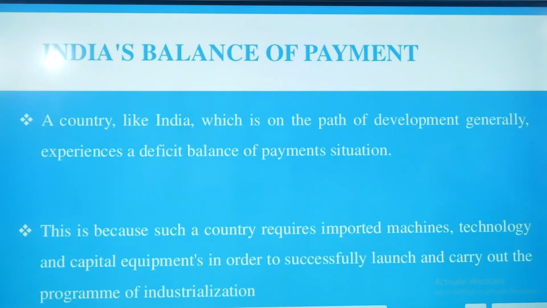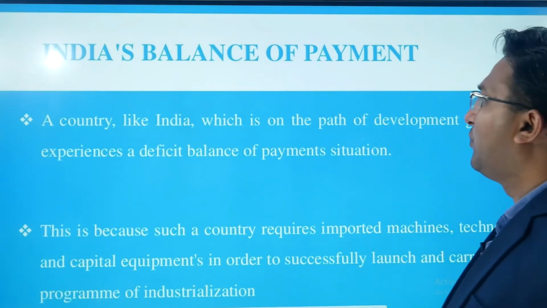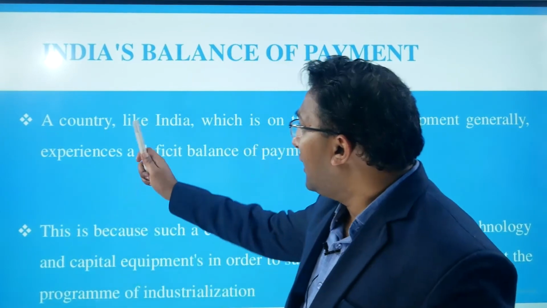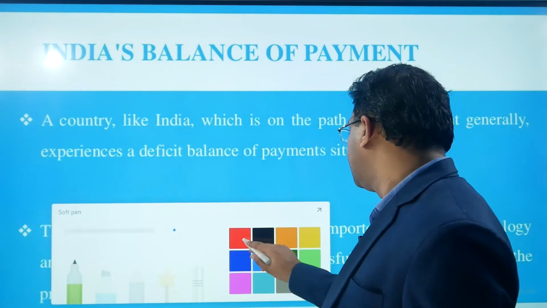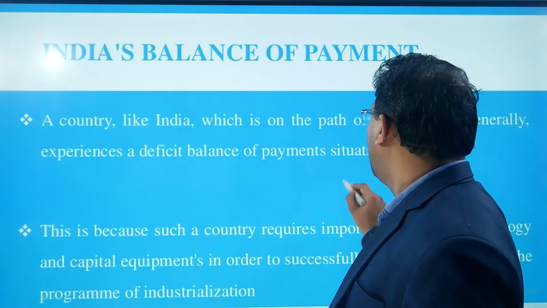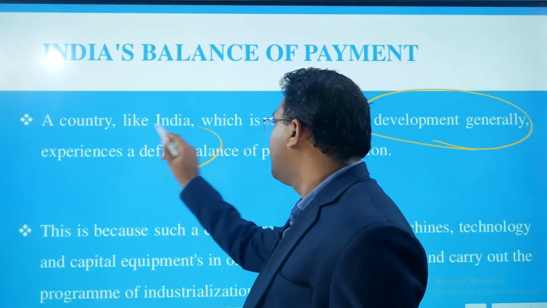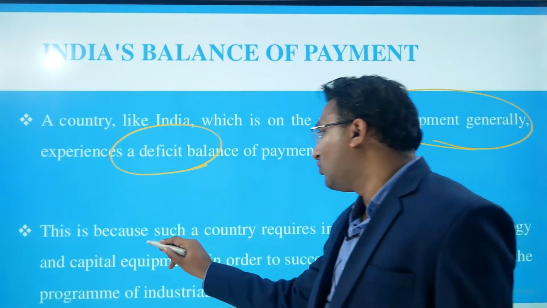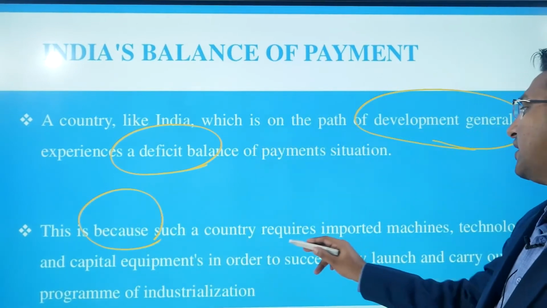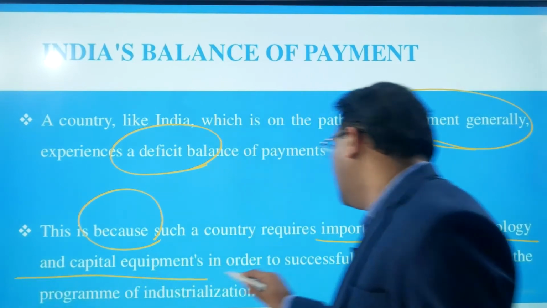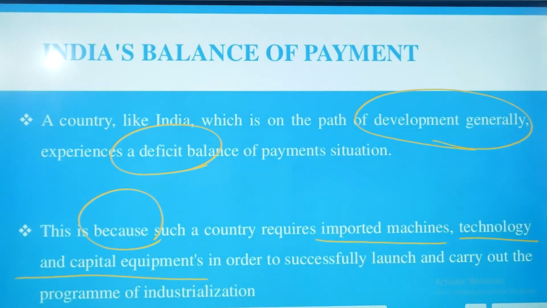Now, India's balance of payment. As I already told you, for a country like India, which is a developing country, the BOP deficit is bound to be there. A country on the path of development generally experiences a deficit balance of payment situation. Why is this happening? Because such a country requires imported machines, technology and capital equipment in order to successfully launch and carry out programs of industrialization.